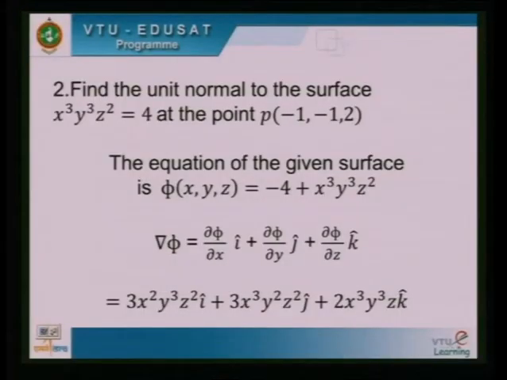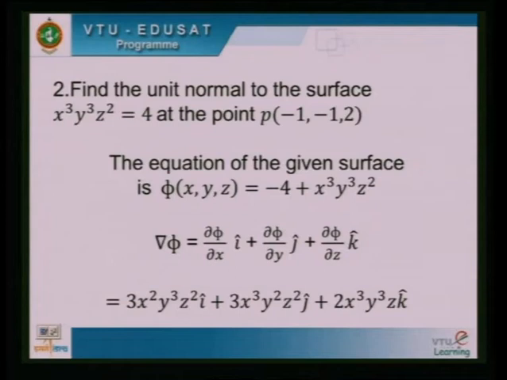Next, find a unit normal to the surface x cube y cube z square = 4 at the point P(-1, -2, 1, 2). Right, the given equation in the form of the surface is phi(x, y, z) = x cube y cube z square - 4. You can differentiate and find the gradient of phi. First you can write the formula: gradient of phi = ∂phi/∂x i cap + ∂phi/∂y j cap + ∂phi/∂z k cap.